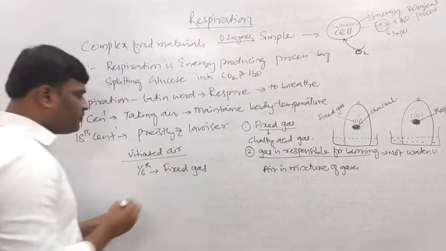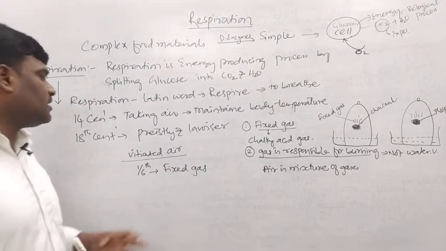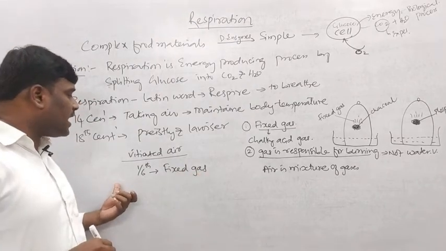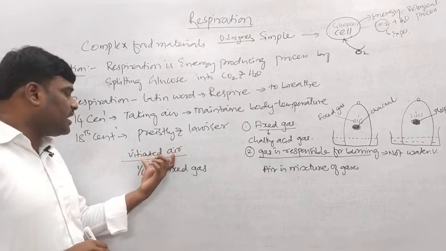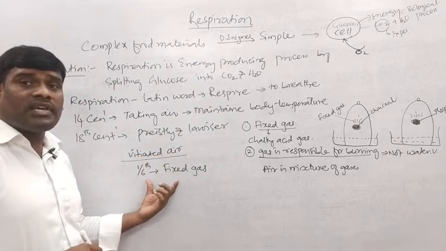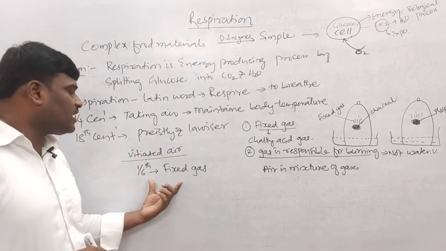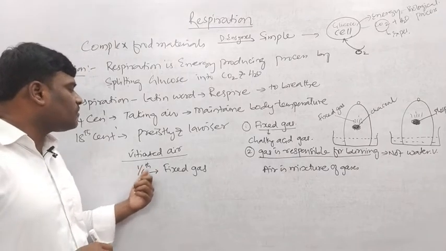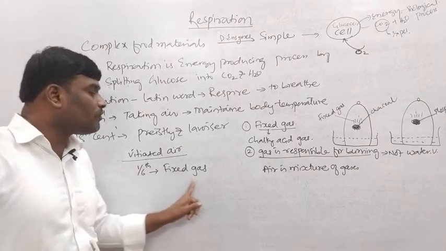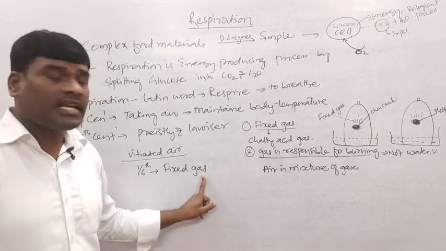Consist of what? Fixed gas, children, isn't it? So he understood that. So in this vitiated air, most of the gas present is what, children? I mean, 1/6 of this vitiated air consists of what? Fixed gas.